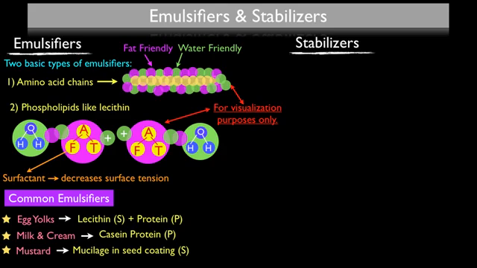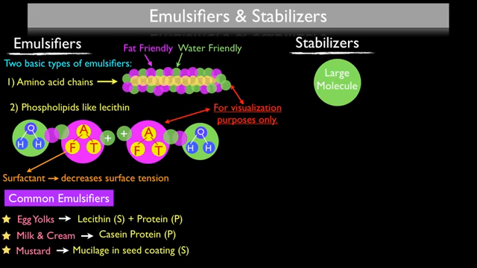Now, whereas emulsifiers will actually link fat and water together, stabilizers, on the other hand, will just get in the way of the dispersed phase. Now, it's important to note that, to my knowledge, most of these stabilizers are all water soluble. So normally you're going to be using a stabilizer when you are making a fat dispersant to water emulsification.